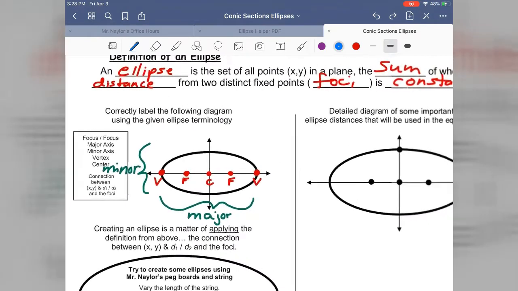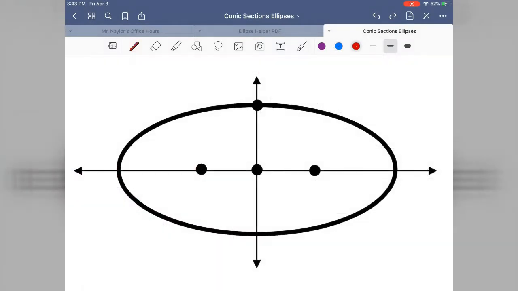Let's go over to this other diagram, and take a closer look at the relationship between some of these points. We're going to call this distance right here, from the center to a vertex, A. That's going to be the distance from the center to a vertex. Now, we're going to call this distance here, from the center to a point on the minor axis, B.